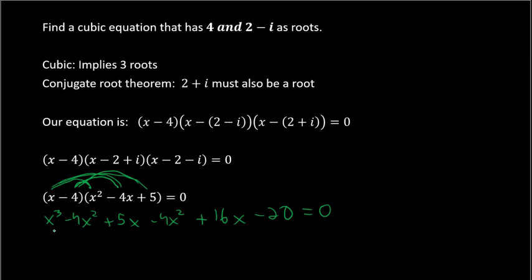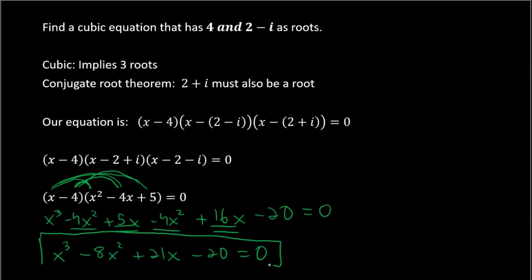So from here we can just combine like terms. We have an x cubed by itself. Negative 4x squared minus 4x squared would be negative 8x squared. Plus 5x plus 16x gives you a 21x. And the minus 20 by itself. So our final equation would be right here: x cubed minus 8x squared plus 21x minus 20 equals 0. So this equation has roots of 4, 2 minus i, and 2 plus i. So it's kind of a long process, but if you are careful, this would be your correct answer.